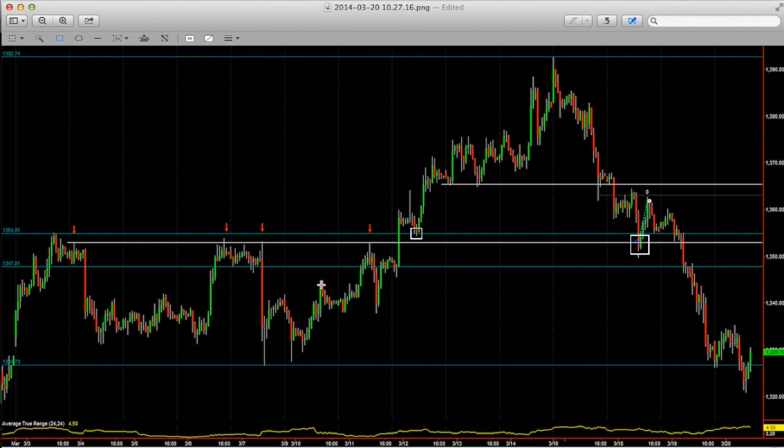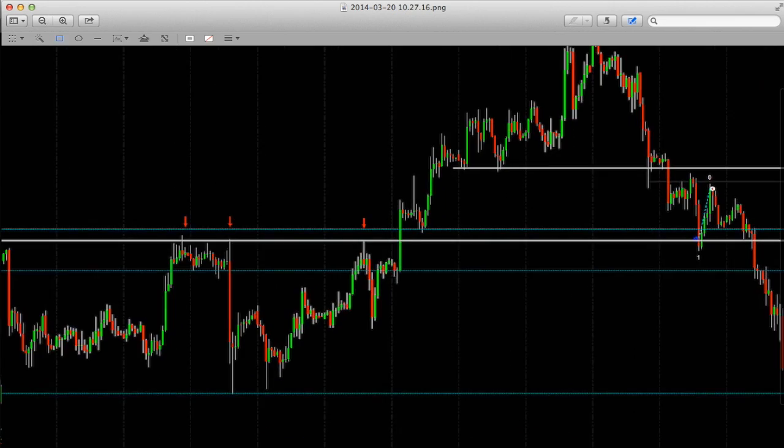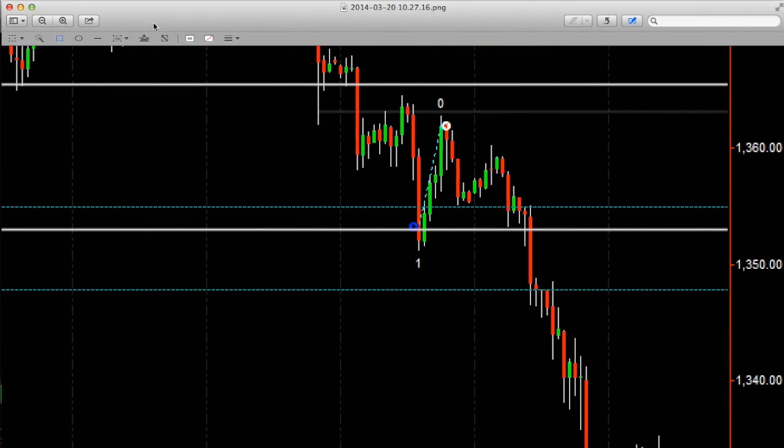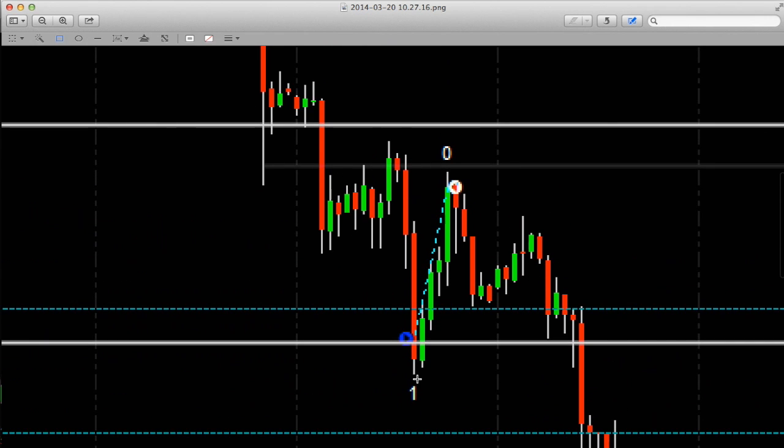Just the basic idea being you have sellers that have been selling this market, and they're caught in the back foot when the market trades through that. So those sellers are likely to bail when price gets back to that level. So it gives you a really good entry. It gave me a really good entry there. And let me just zoom in here. You can see that's where I got long.